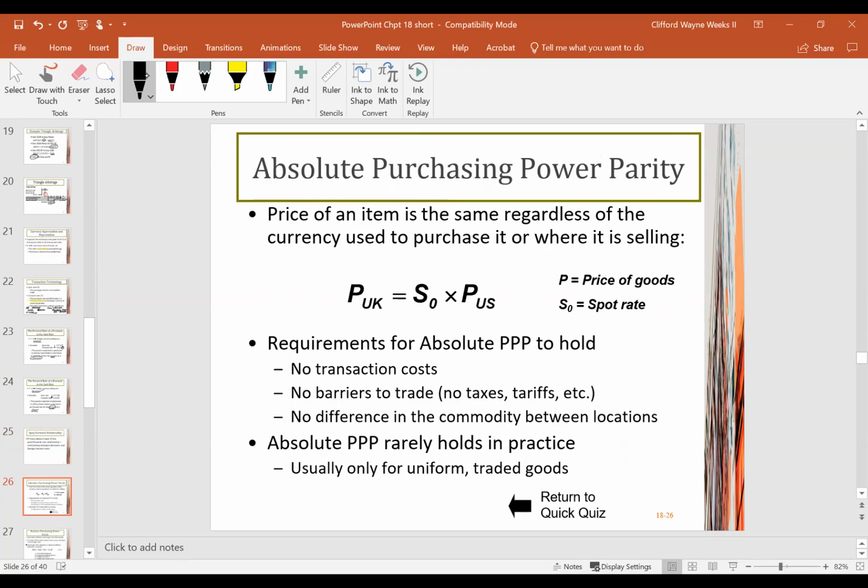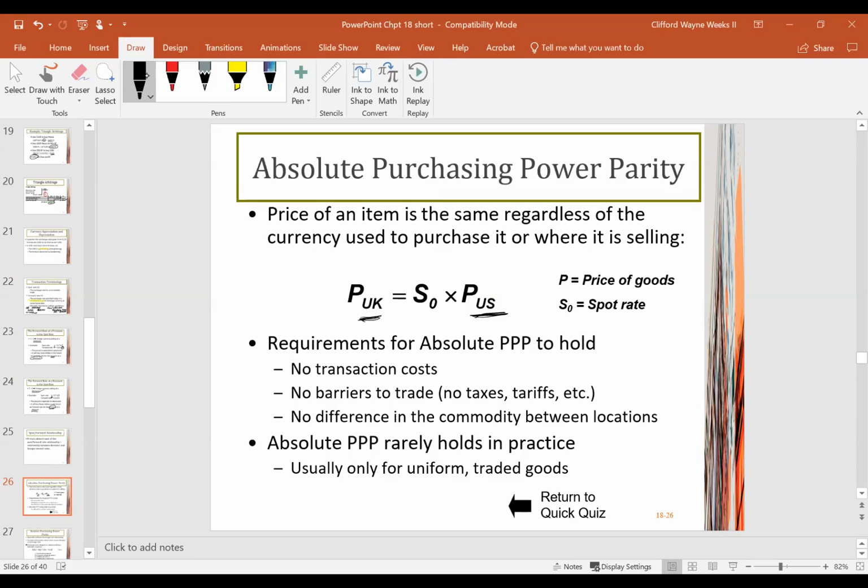And so absolute purchase price parity, again, is the price at which an item is the same regardless of the currency used to purchase it. Okay. And so we talked about the fair price of that apple. That's what purchasing power parity refers to. It basically says that the UK pound is the spot rate times the price of US goods.